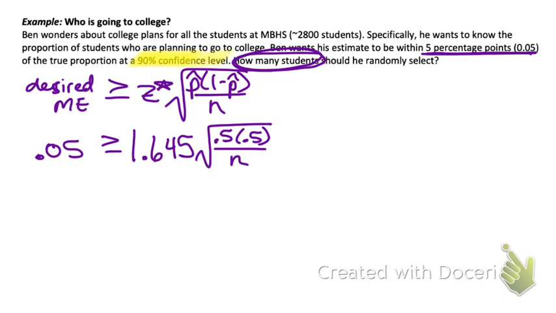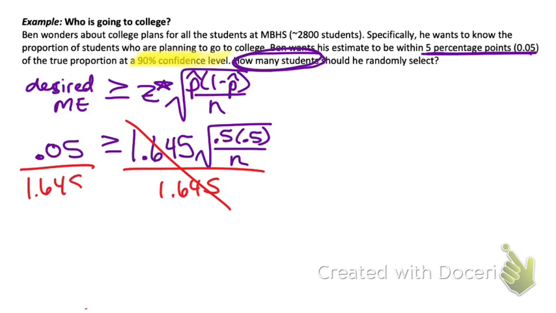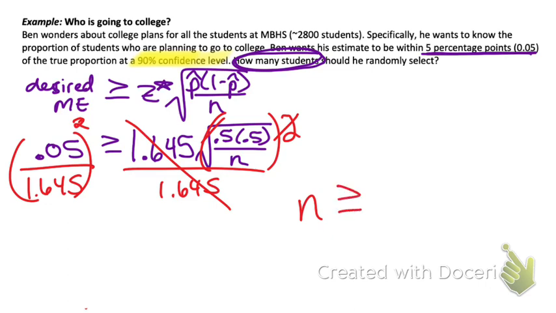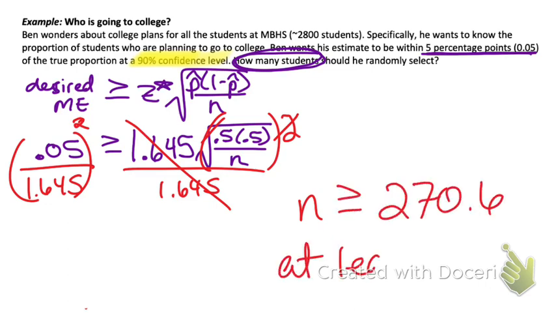Ladies and gentlemen, I would like for you to solve for n. Ready, go. Why are we always doing 0.5? Because we're not given the proportion. All right, so once you do all of the math here, you divide by 1.645, you square both sides, and then you end up getting that n has to be greater than or equal to 270.6, so at least 271.